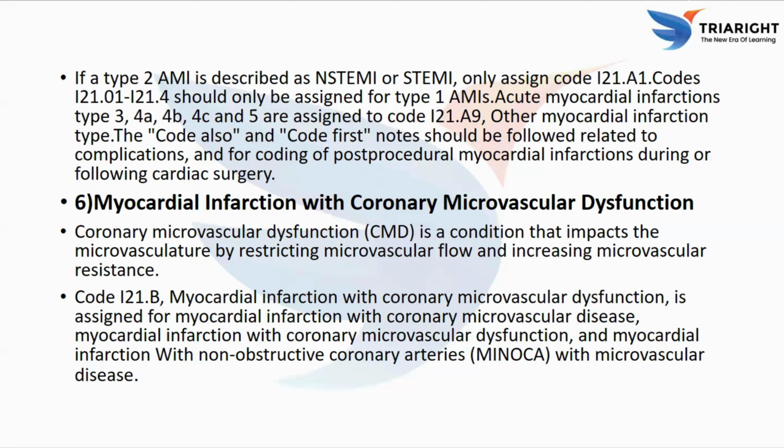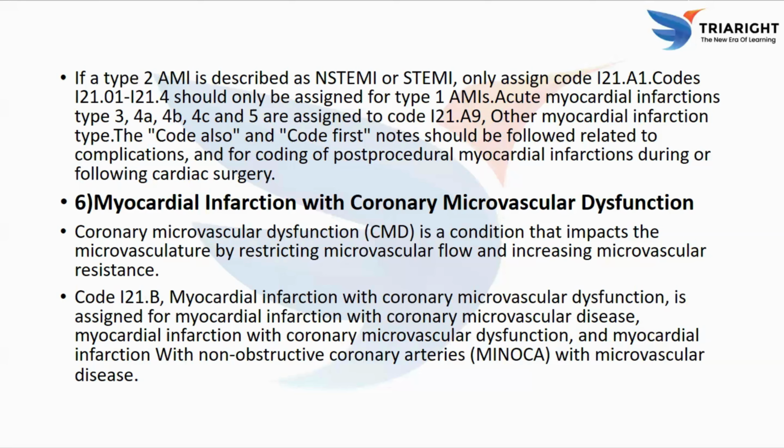What are the coding rules for type 2 MI? If a doctor describes it as an NSTEMI or STEMI, you still have to use type 2 MI, that is the I21.A1 category code. So the STEMI or NSTEMI distinction does not apply for type 2 MIs. Coming to codes I21.01 to I21.4, you have to use these for true type 1 MIs, which are caused by plaque rupture or thrombosis.